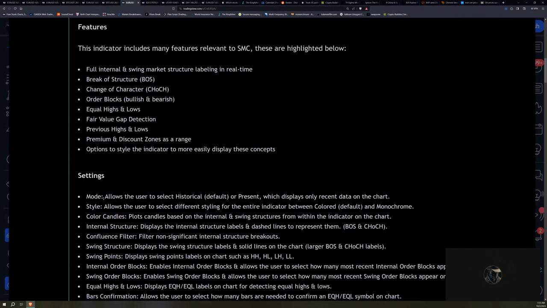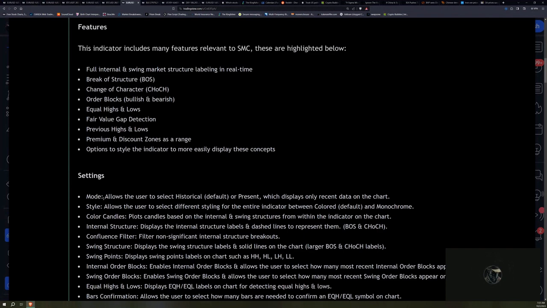All right, so you can read through all of this. I'm not going to go through all this, but you have extend FVG, which allows the user to choose how many bars to extend the fair value gap boxes on the chart. And that's a big deal. If you like to trade fair value gap, that is actually really pretty key.